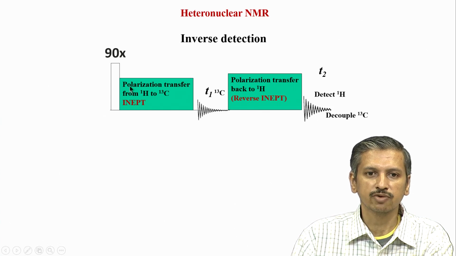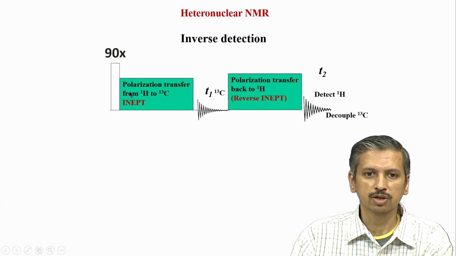So, as I said, we always start with proton excitation. The pulse shown here is exciting the proton nucleus, which brings the proton to the xy plane. Then we transfer the polarization to carbon in this period, using a building block called INEPT. We will show this in more detail as we go along. This block is essentially a transfer element, meaning a part of a pulse sequence which is transferring the magnetization or polarization from proton to carbon.